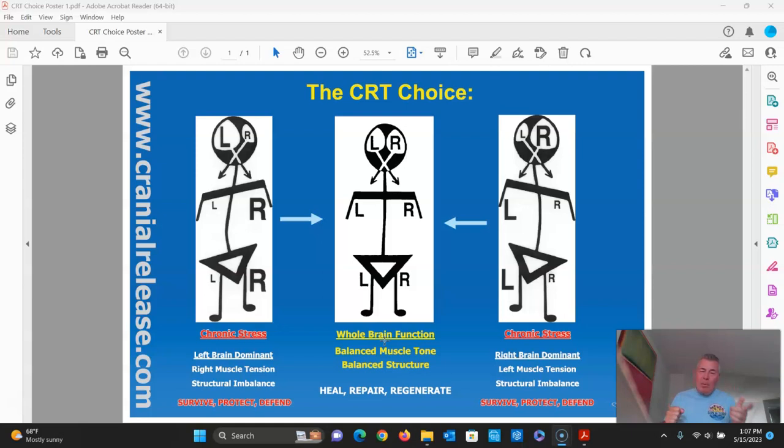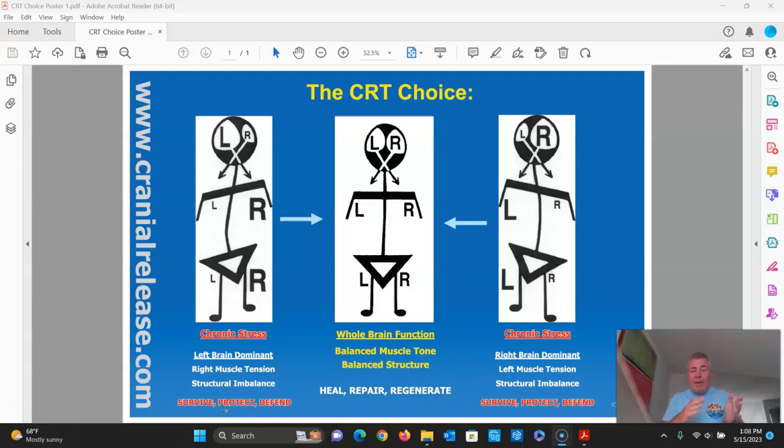When you're in figure number 1 or you're in figure number 3, the tendency is, if we just read here, you're in this chronic stress, you have one brain overactive, left or right, you have tension on one side of the body, you have imbalance in the structure, and now you're shifted to the sympathetic nervous system. You're surviving, protecting, defending. You've all heard of the fight or flight mechanism. You're sort of living in that fight or flight mechanism, and that is not a good place to live in.